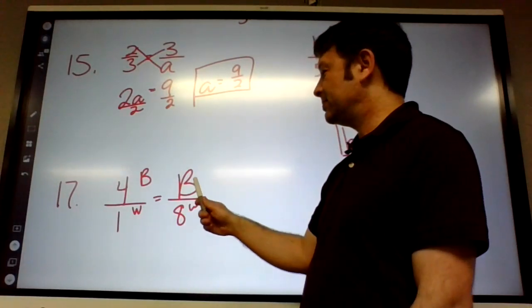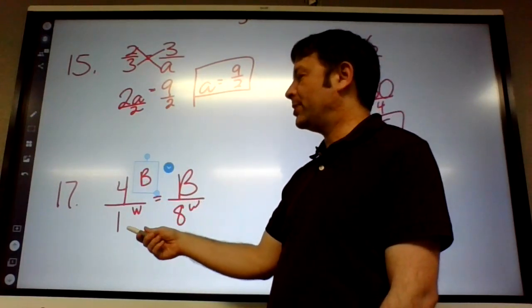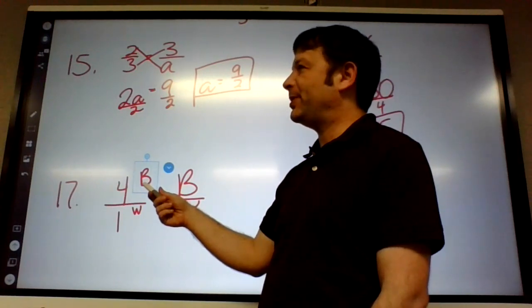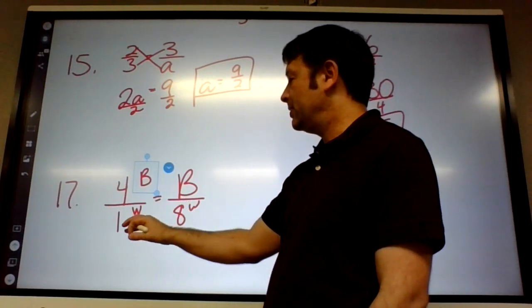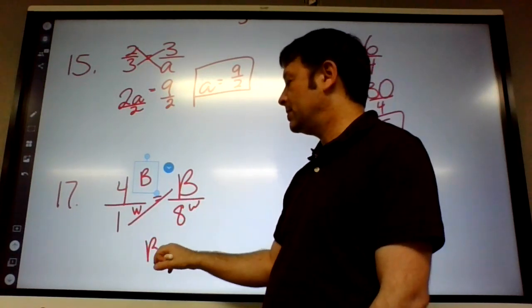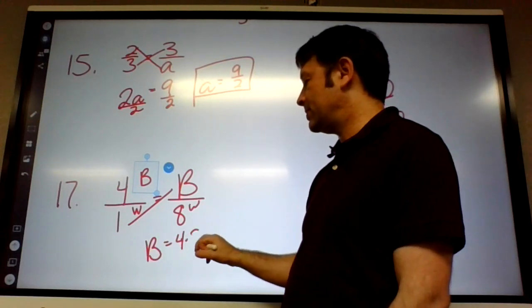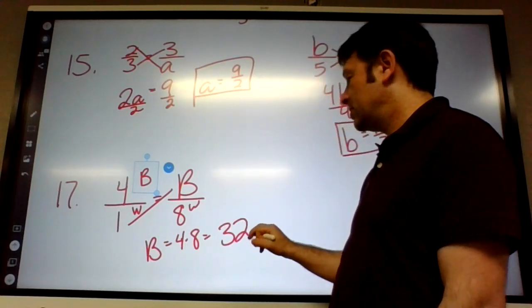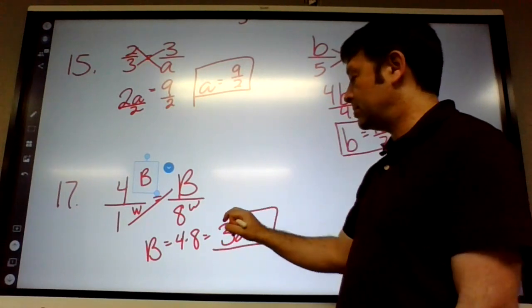Basically the 4-to-1 ratio just tells me there's 4 times as much brown sugar as there is whipping cream. If we cross multiply, 1B equals 4 times 8. So that would be 32 ounces of brown sugar.